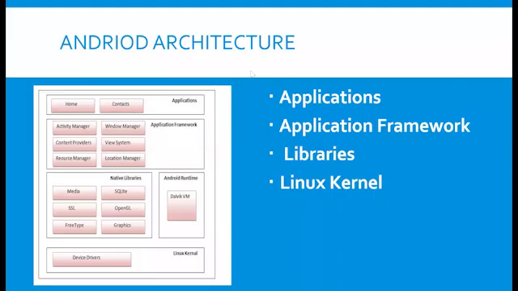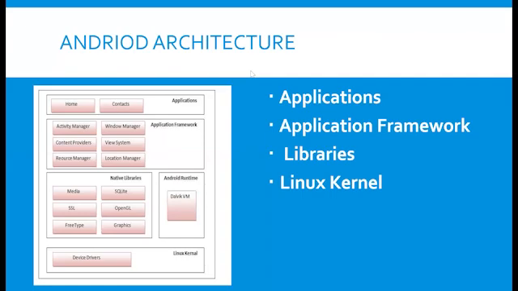Today we are going to discuss Android architecture. Android architecture plays a vital role in how it works. The entire Android operating system works based on this architecture. It mainly comprises four different components. From bottom to top, we have the Linux kernel at the bottom, then libraries, third the application framework, and last the application.